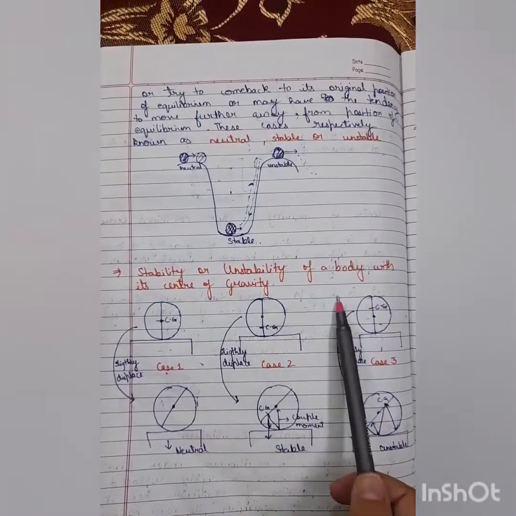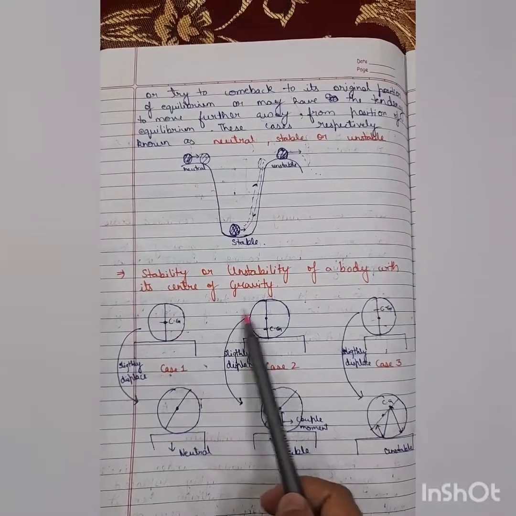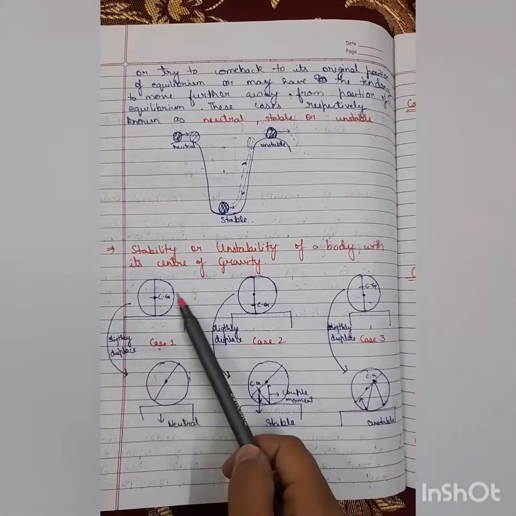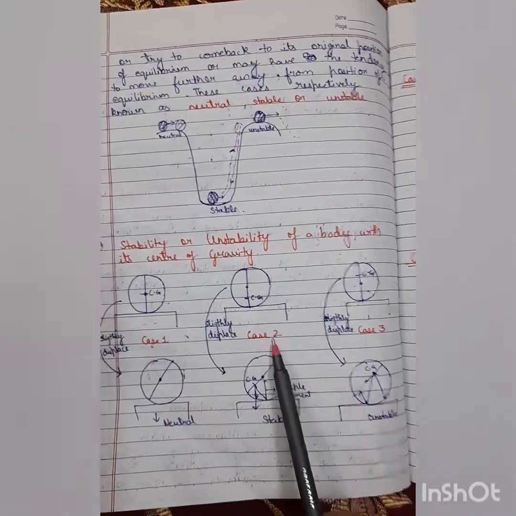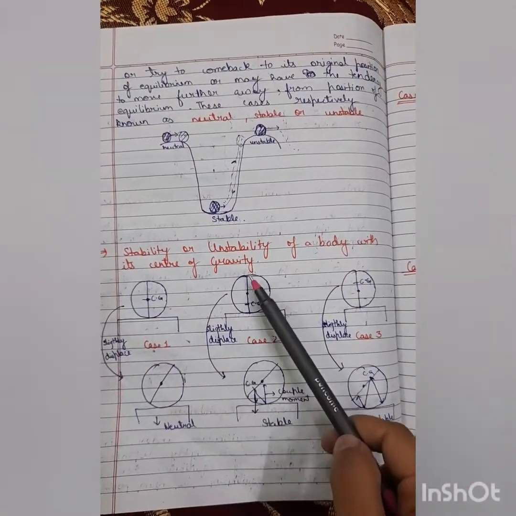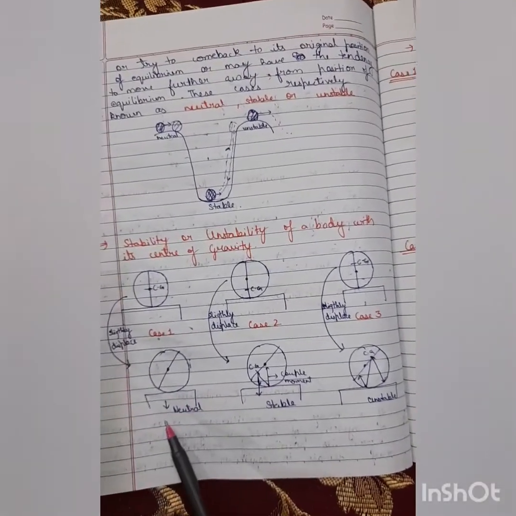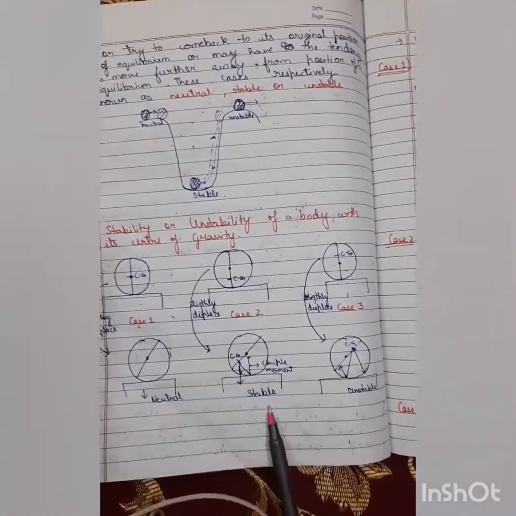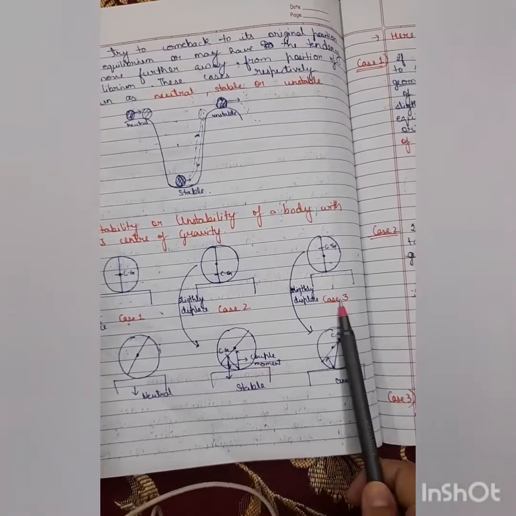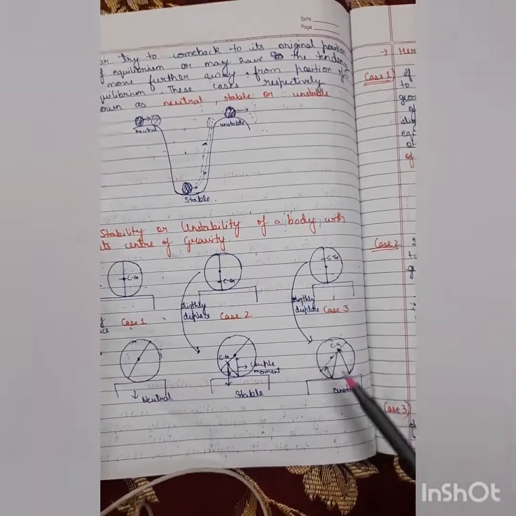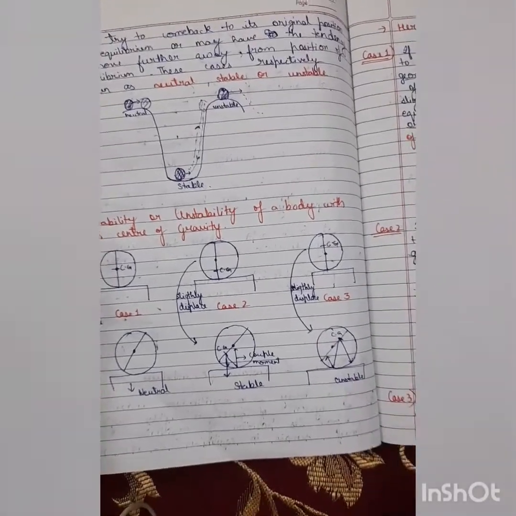Now, stability or instability of a body with its center of gravity. In case 1, you can see it is slightly displaced from the center of gravity. Case 2, it is again slightly displaced from the center of gravity. This is the condition of neutral. This is a condition of stable equilibrium, and in the third one you can see the center of gravity is above, that is, it is a case of unstable equilibrium.